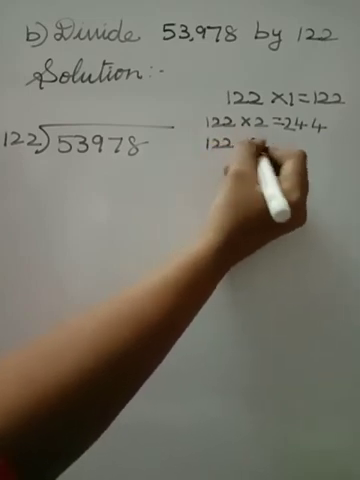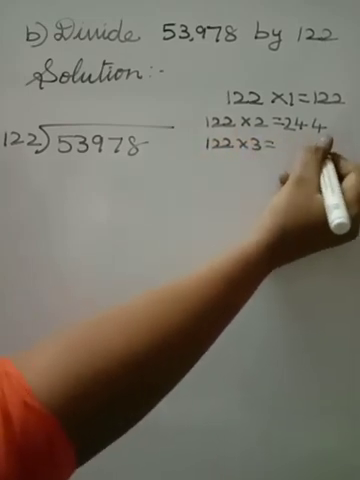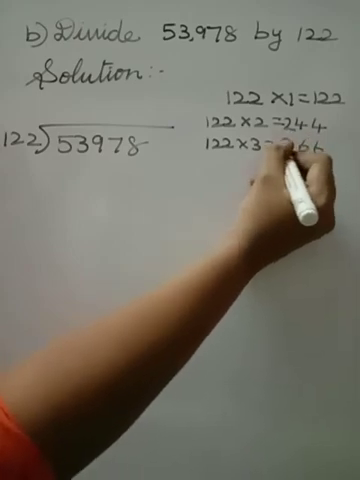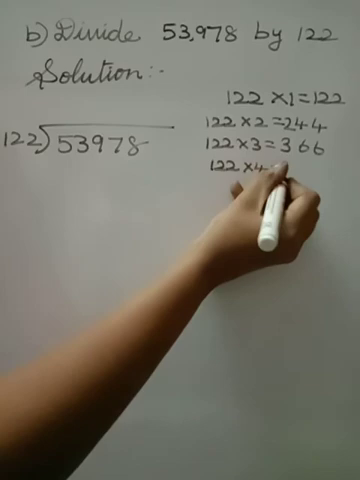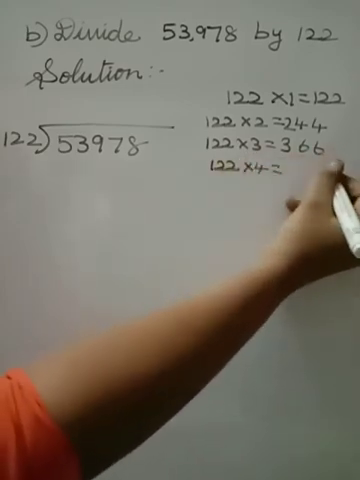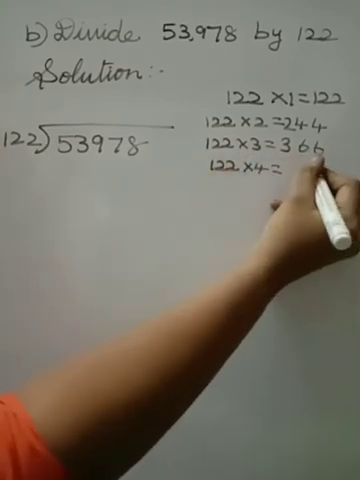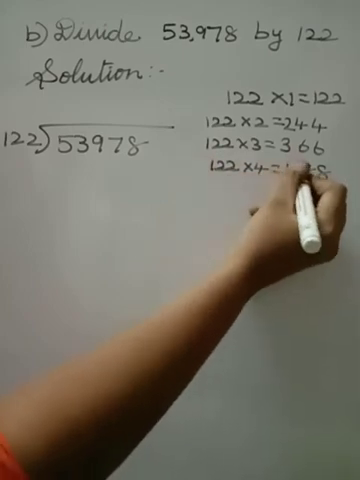122 into 3. 3 2s are 6, 3 2s are 6. 3 1s are 3. 122 into 4. So from the ones place, 4 2s are 8, 4 2s are 8. 4 1s are 4.